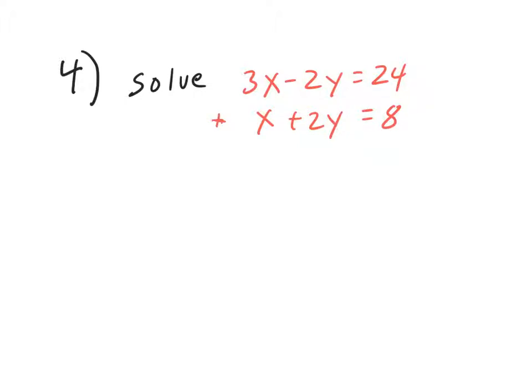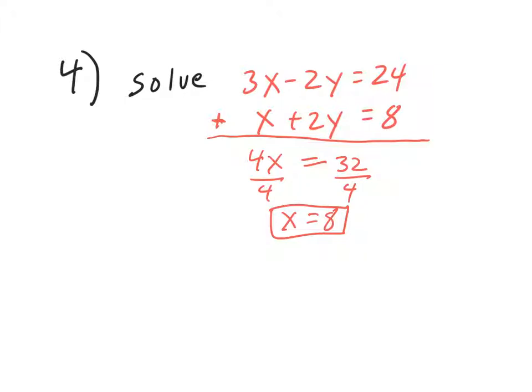Actually, I'm going to add. I want to try to make the 2y's into 0, so I'm going to add these two together. We'll get 3x plus x is 4x. Negative 2y plus 2y is 0. That's why I picked adding. And then 24 plus 8 is 32. So we have 4x is equal to 32. Divide by 4, and we'll get x is equal to 8.